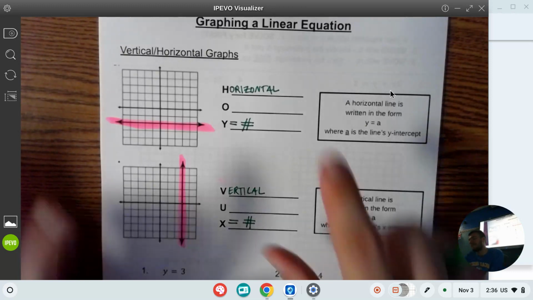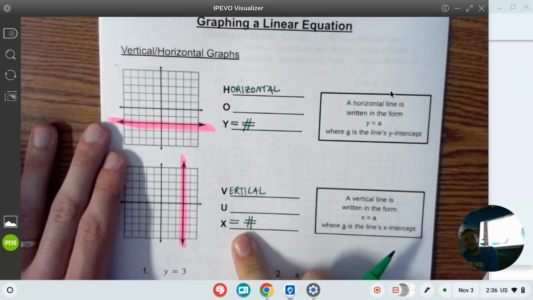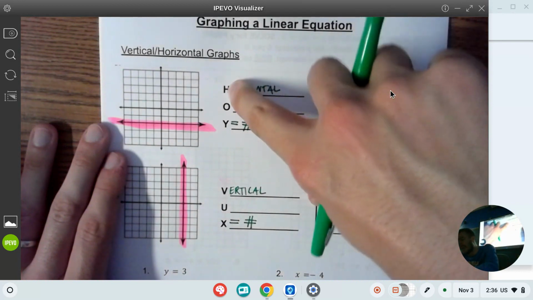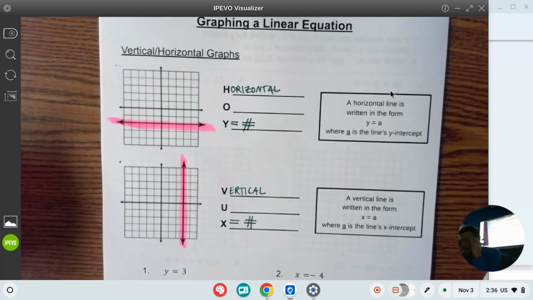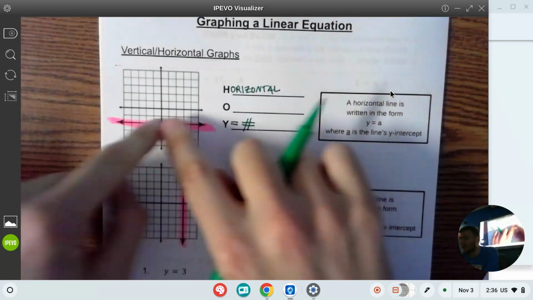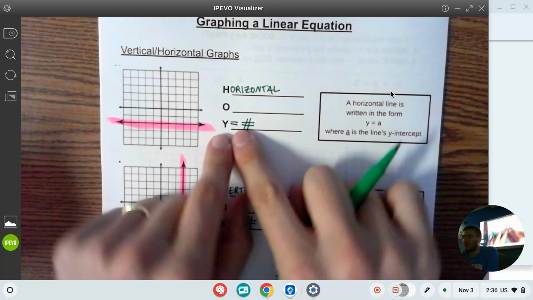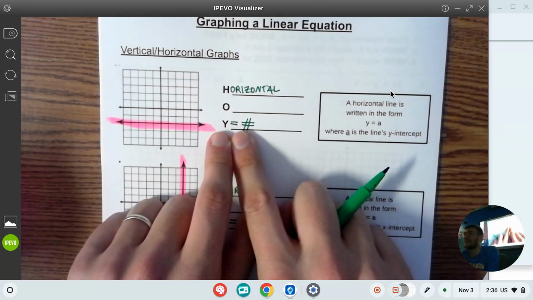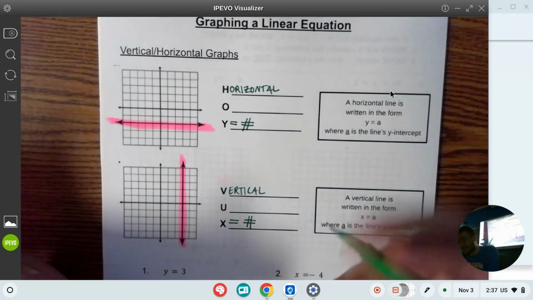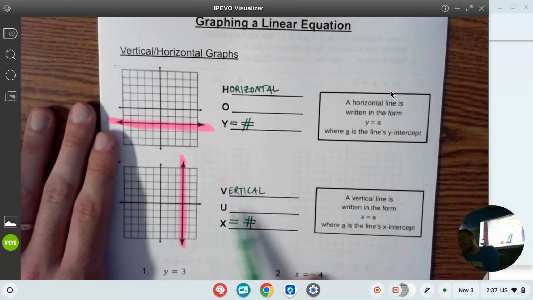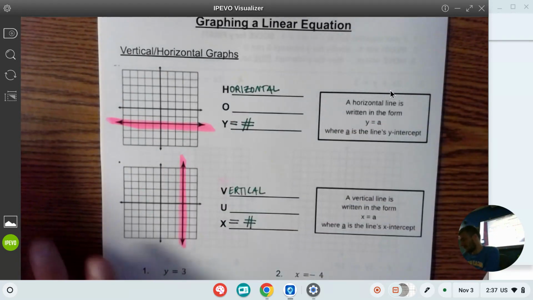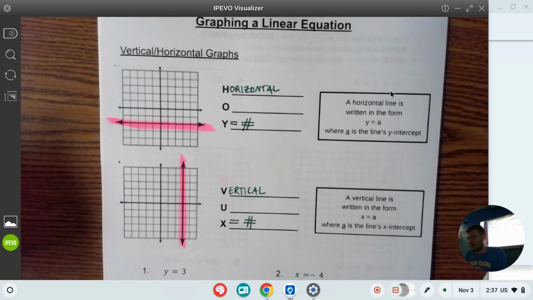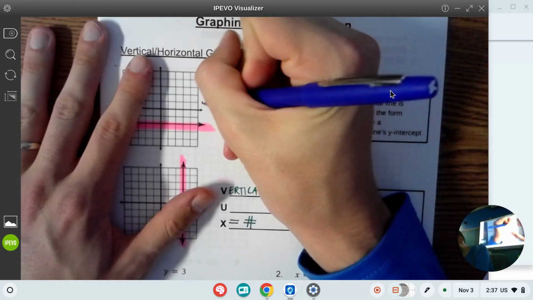Now, the real advantage of remembering HOY VUX is that the H matches up with the y. And that in your brain helps you remember that horizontal graphs show up when you have y as your equation. And the VUX helps you connect that the V, vertical graphs, have x equals equations. Okay? Now the middle letters here are definitely worthwhile. They're kind of like the tricky ones though.